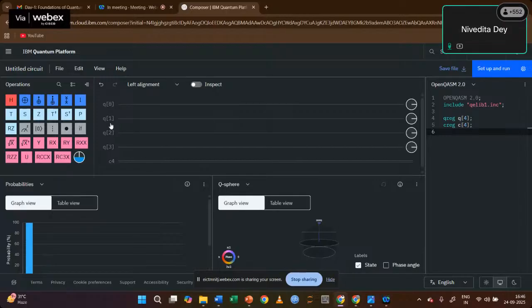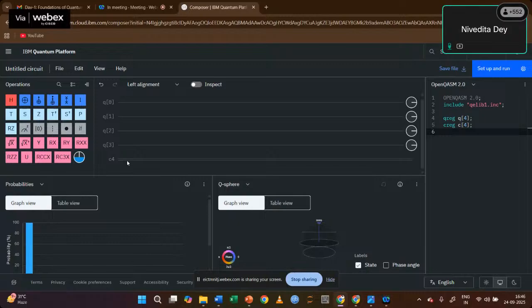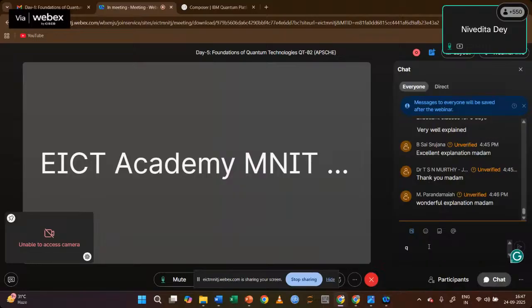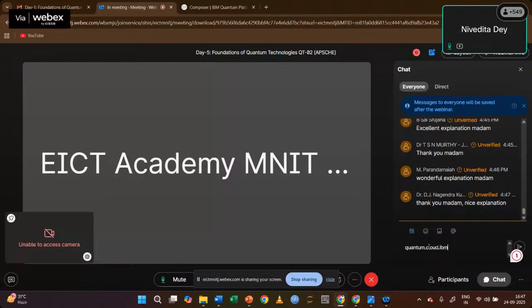You can remove this Hadamard as well. So the interpretation of this is C4 is the classical measurement. Since you have 4 registers, that means 4 bits of outcome you are going to receive. That is why it's C4. Also Q0, Q1, Q2, Q3, these are the 4 qubits. And what you can see in this panel, you can have this access if you just click on quantum.cloud.ibm.com. Let me write it down: quantum dot cloud dot ibm dot com.